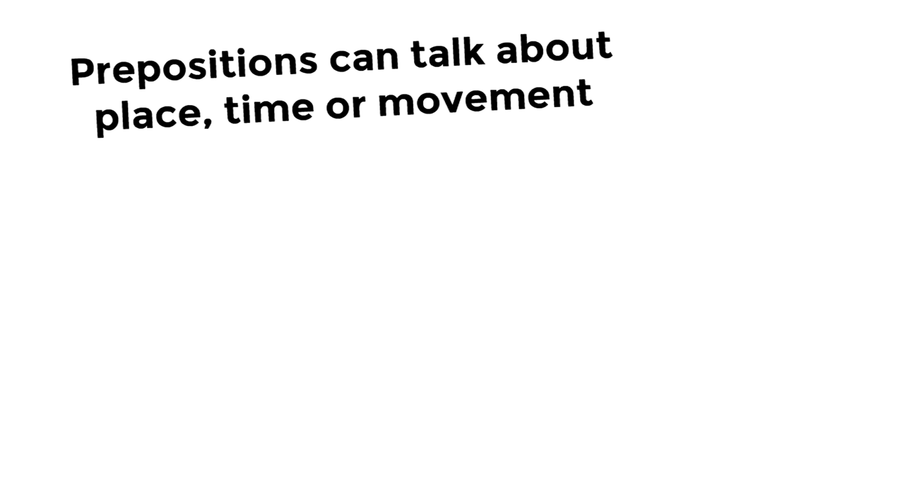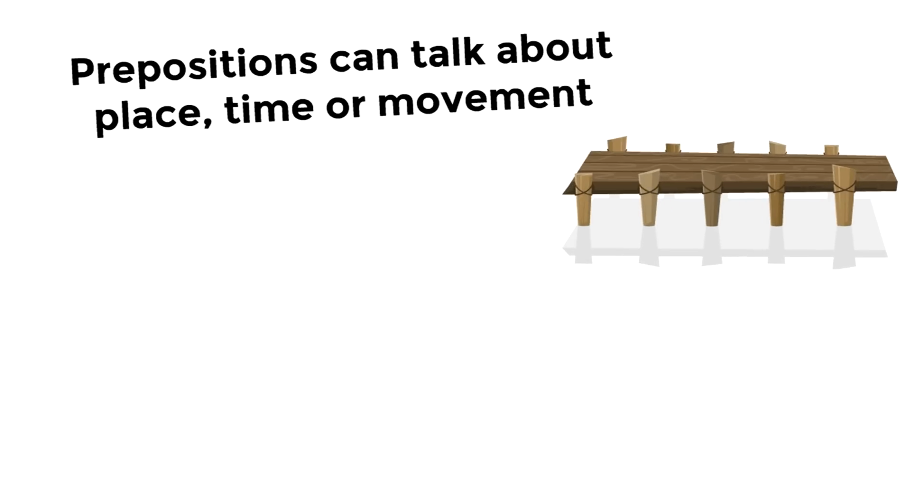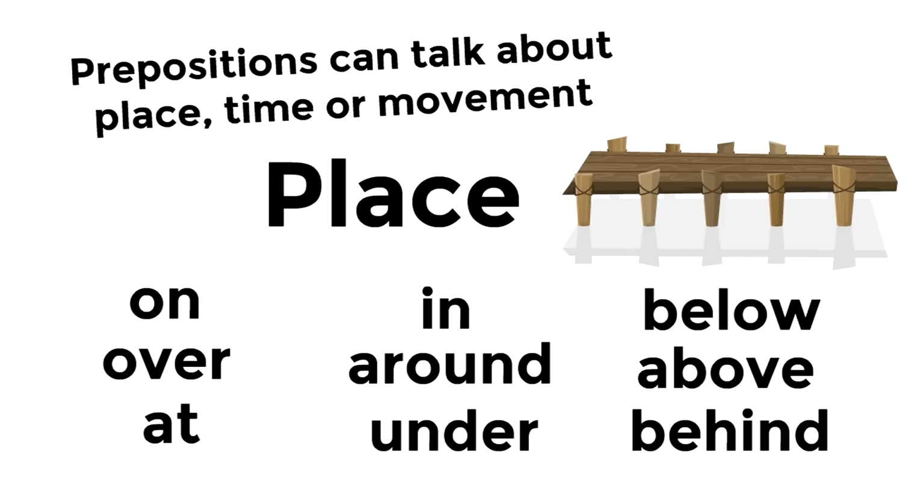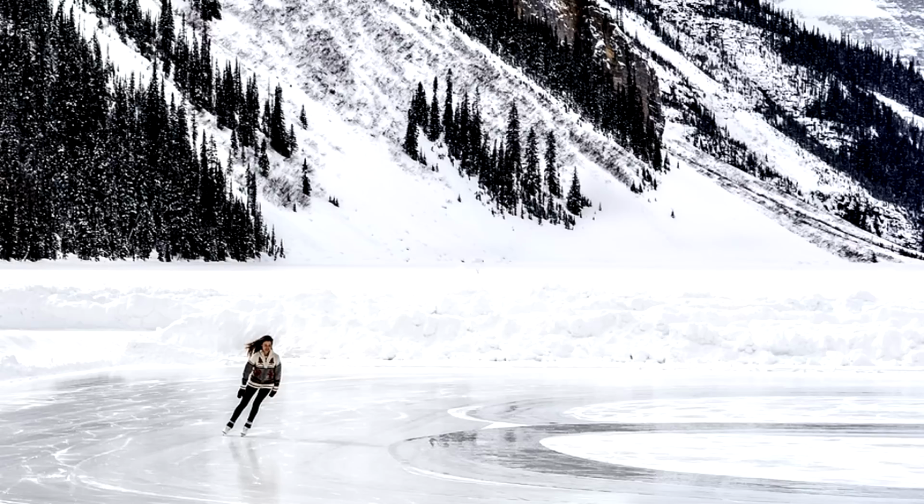Prepositions can talk about place, time, or movement. Here's some examples of prepositions that talk about place. On, over, at, in, around, under, below, above, behind. These are all prepositions that talk about place or placement. Isn't that interesting?